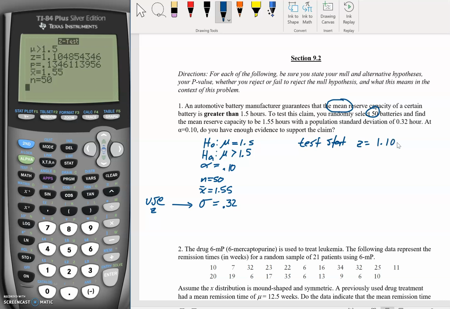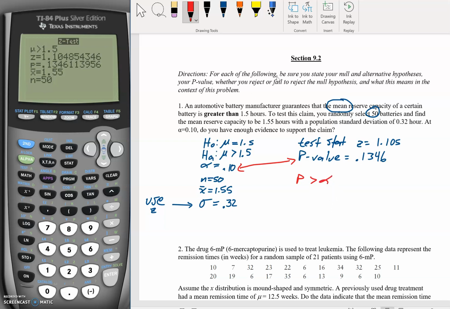So 1.105 if we're rounding to 3 decimal places, and I'm just kind of choosing that arbitrarily. But the most important thing is the p-value. The p-value is just given by p here, so it's 0.1346. This is what we compare to alpha. These 2 guys we're going to compare. So we see that p is greater than alpha.